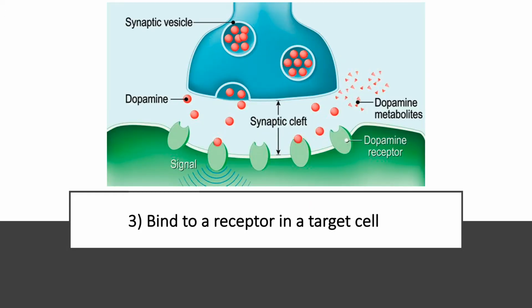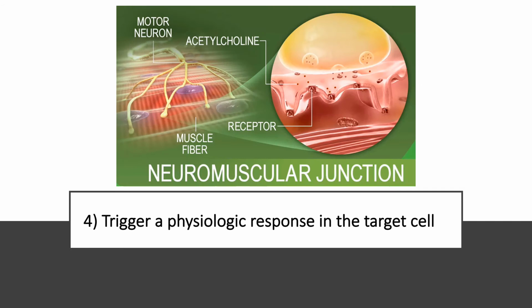Third, that neurotransmitter is going to bind to a receptor in a target cell. So this could be a postsynaptic neuron, it could be a muscle or a gland. All right. And then finally, that binding of the neurotransmitter is going to trigger some type of physiologic response within that target cell. So for example, here if we're talking about acetylcholine, that is going to help lead to a skeletal muscle contraction.